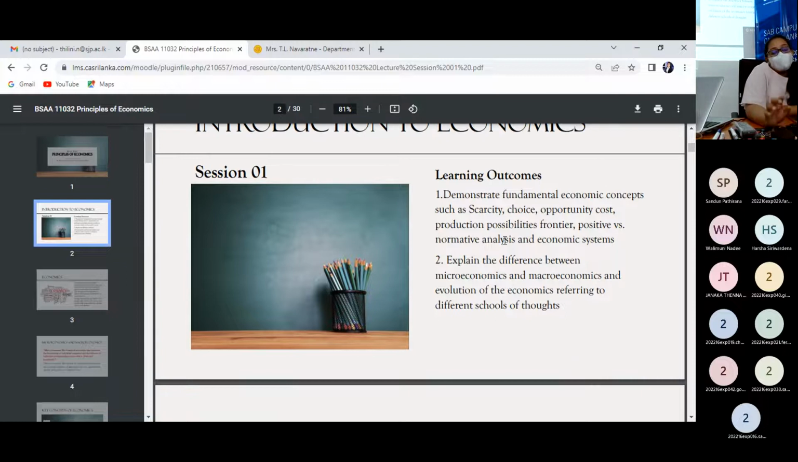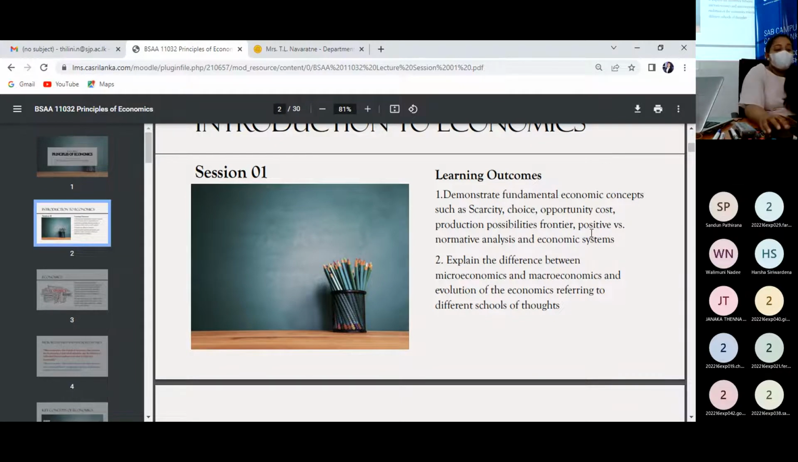Then we are going to discuss, along with that, there are concepts called production possibility frontiers. Then there are concepts called positive versus normative economics, you would have heard, and economic systems. We are going to cover all those. And we are going to look at the difference between microeconomics and macroeconomics, and the evolution of economics, like classical economic theories. We're not going to go into detail. Neoclassical, Keynesian, some of the basic economic thoughts. Let's look at it. And also economic systems.